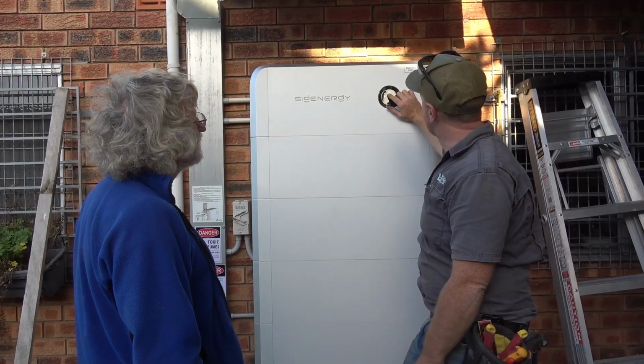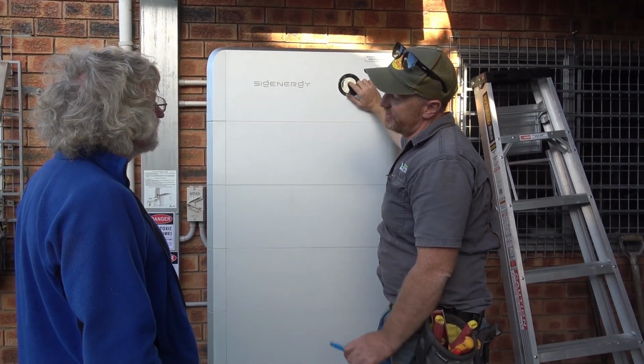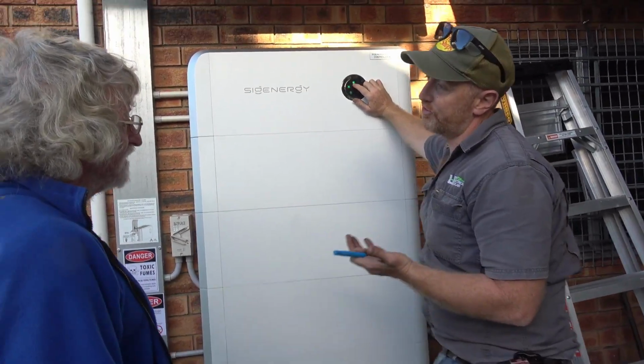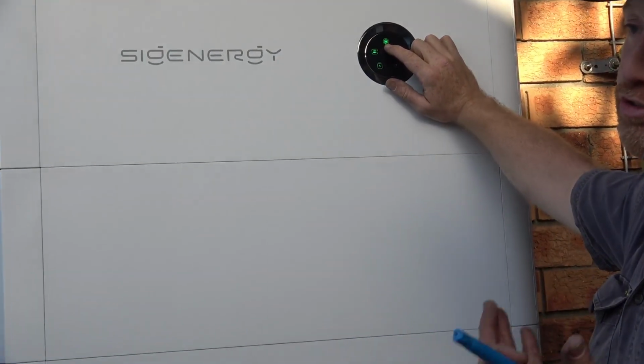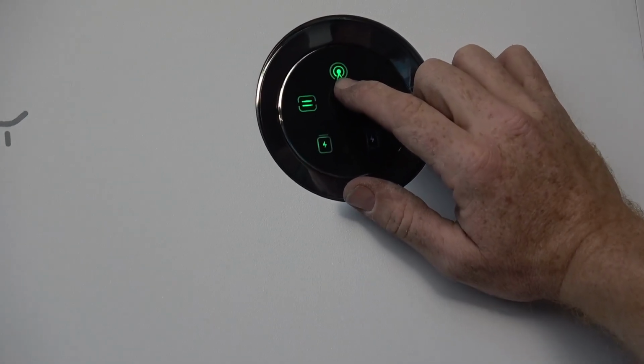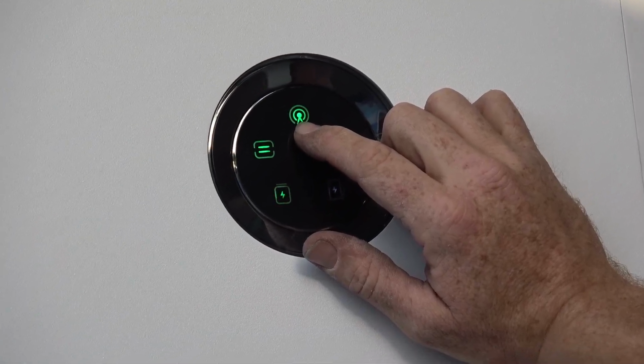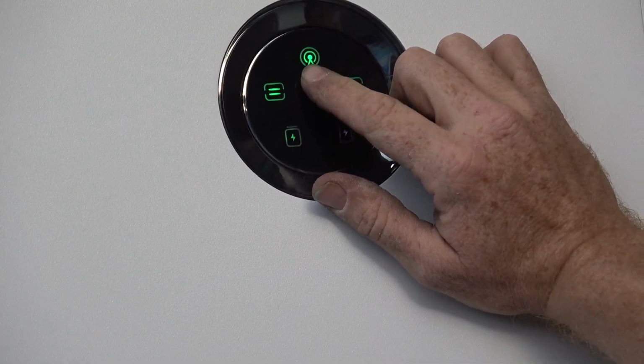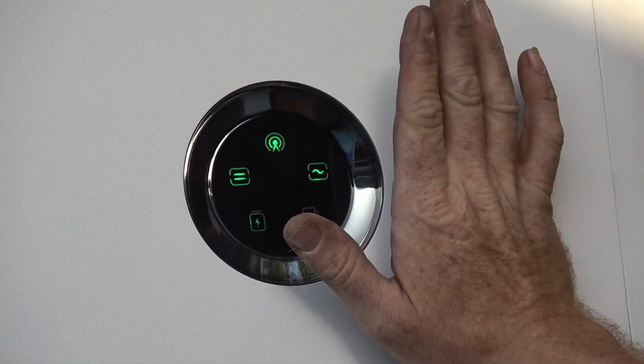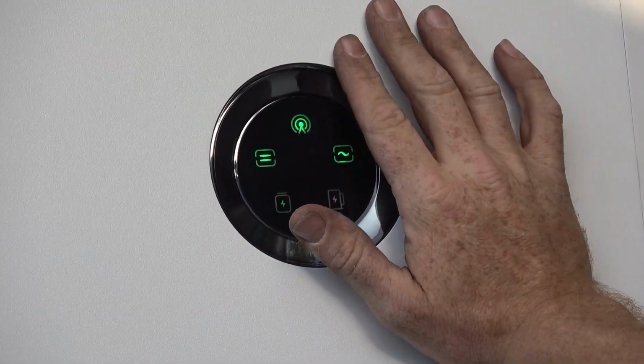So this symbol here is for your Wi-Fi. If you ever see on your mobile app that it says your system's offline, it doesn't mean that your system has gone down. It just means it's not talking to the internet. Yours probably won't do that because it's hardwired, but if it ever says it's offline and this light is gone, it means it's just disconnected from the internet for whatever reason.